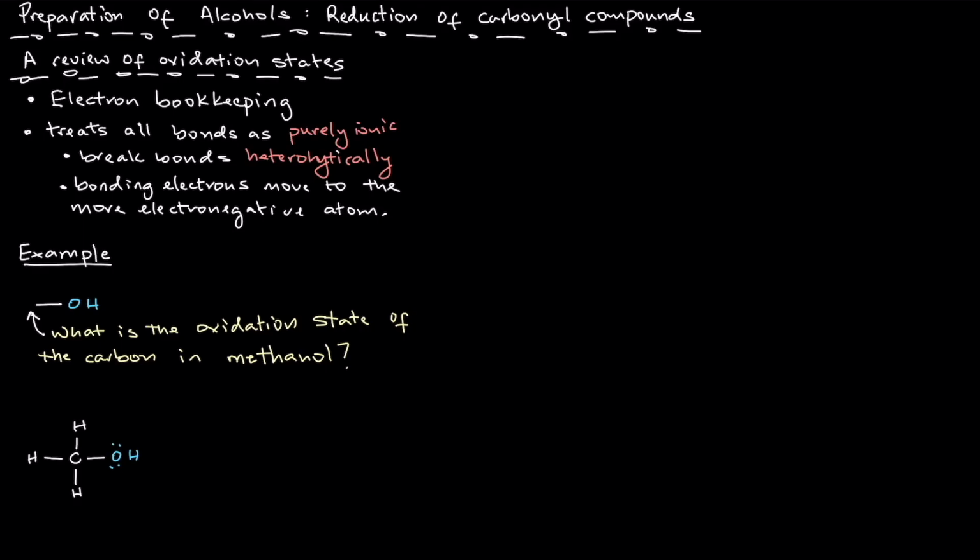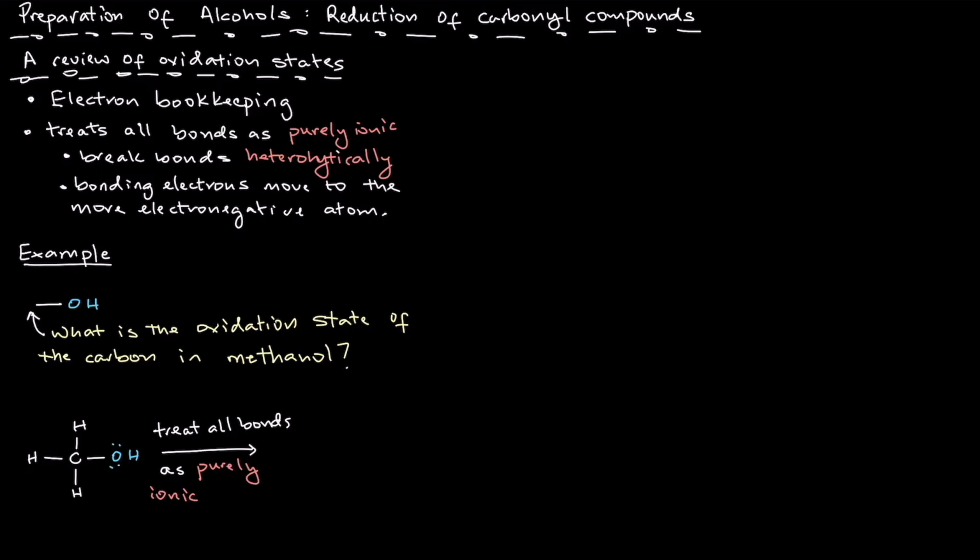At some point, you're going to get a good handle on how to assign this very easily. But for now, what you want to do is explicitly show all the bonds to that particular carbon that you're trying to assign an oxidation state to. So now if we treat all of the bonds as purely ionic, then in order to assign oxidation states, we have to give those bonding electrons to the atom that is more electronegative.